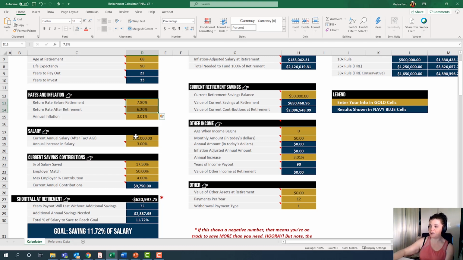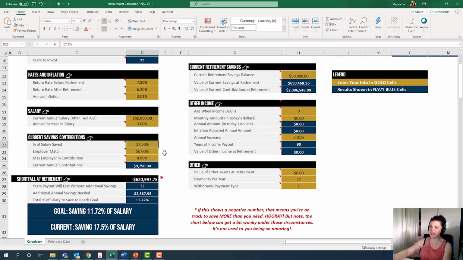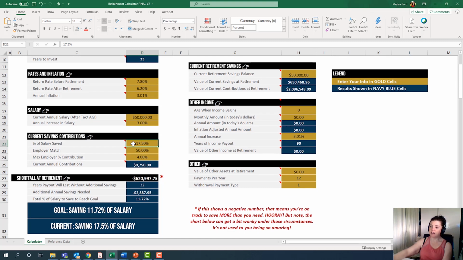Okay, so we'll move on over to salary. I've put in that this person that we're fictionally using has a salary of $50,000 a year, and that they expect every year to have a 3% increase in their salary. So every year they expect to get about a 3% raise. I've put in here that this person is saving 17.5% of their salary. Woo, that's a good savings rate. So I'm going to keep that there.